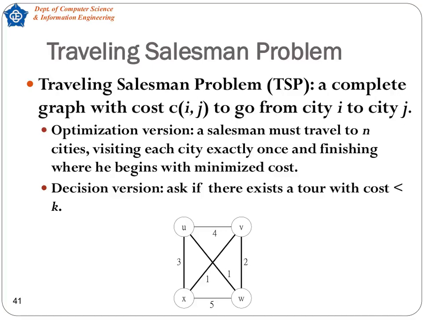In the decision version, we simply ask, is there a tour whose total cost does not exceed a given threshold, K? To make this concrete, imagine a tiny four-city example with nodes labeled U, V, W, and X. The cost from U to V is 4, from V to W is 2, from W to X is 5, from X back to U is 3, and the two diagonals, U to W and V to X, each cost 1. Even in this small setup, the core challenge jumps out. How do you pick the right sequence of cities to minimize the total travel expense?